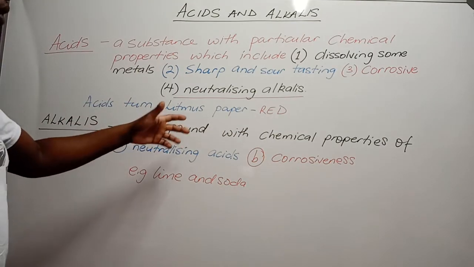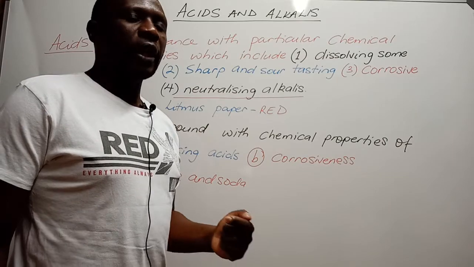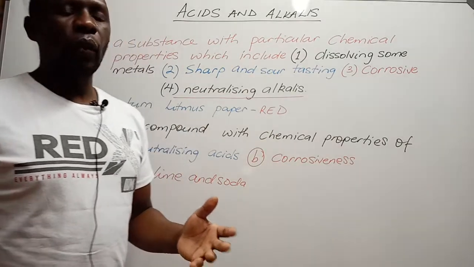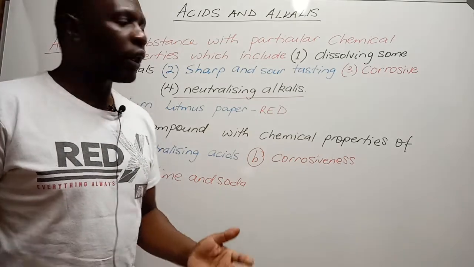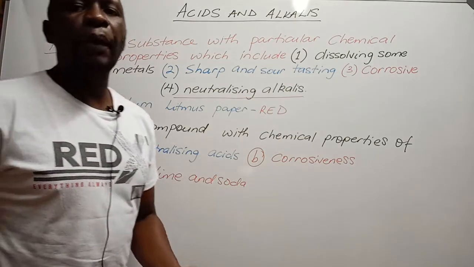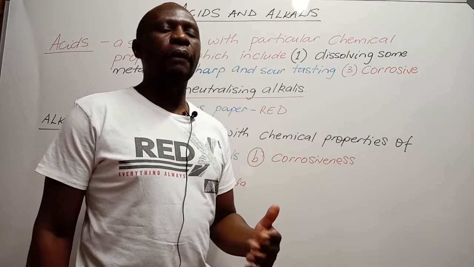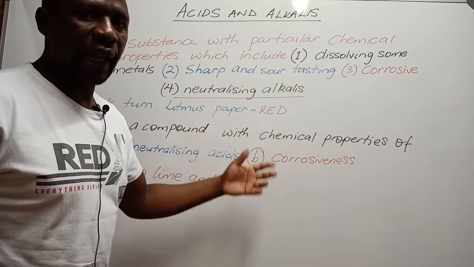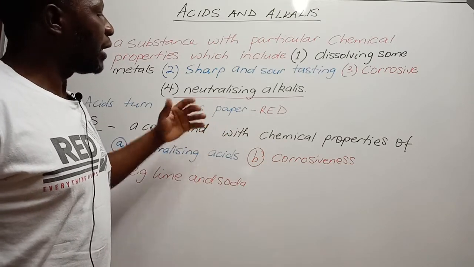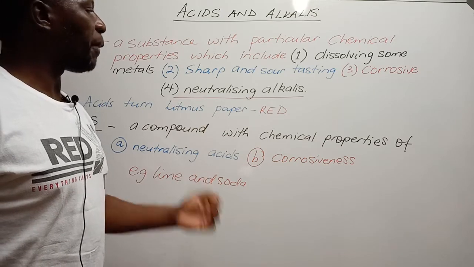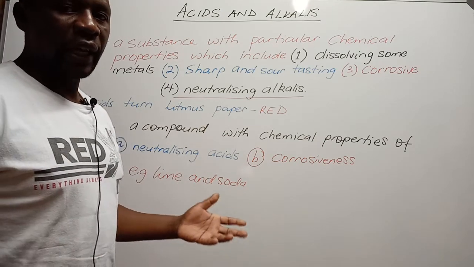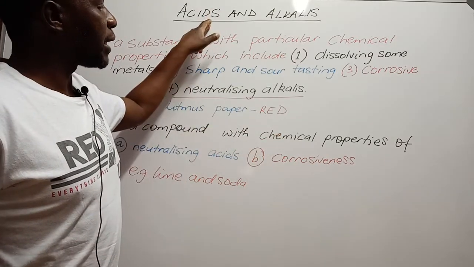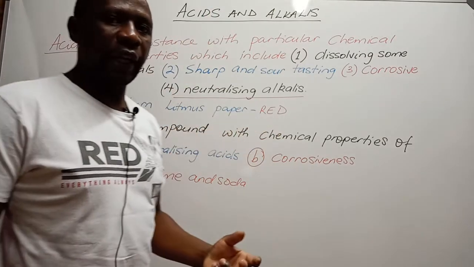Acids turn litmus paper red. When we are measuring acidity, whether in water or in soil, we use an apparatus called litmus paper. So when soil is acidic or when water is acidic, the litmus paper, which is the apparatus that we use to measure the acidity, turns red. So acids will turn litmus paper red.